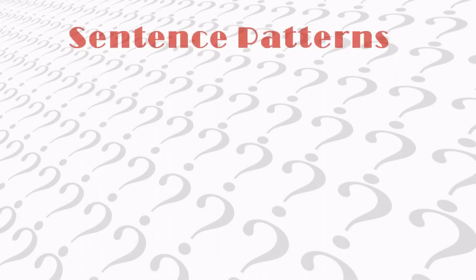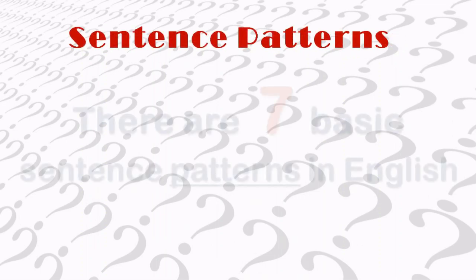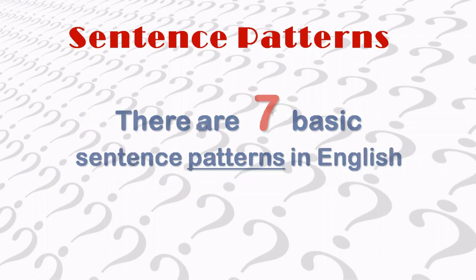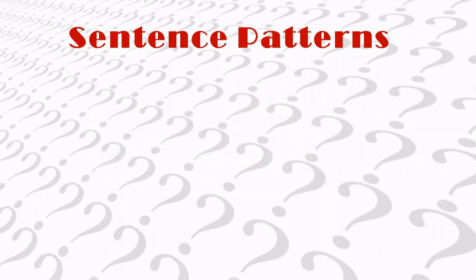So now let's look at sentence patterns. There are 7 basic sentence patterns in English. This is very debatable. In some books you'll find 5, in some you'll find 7, in some you'll find 10, in some you'll find 12, and in fact there are up to 30 basic sentence patterns which are recognized in English.